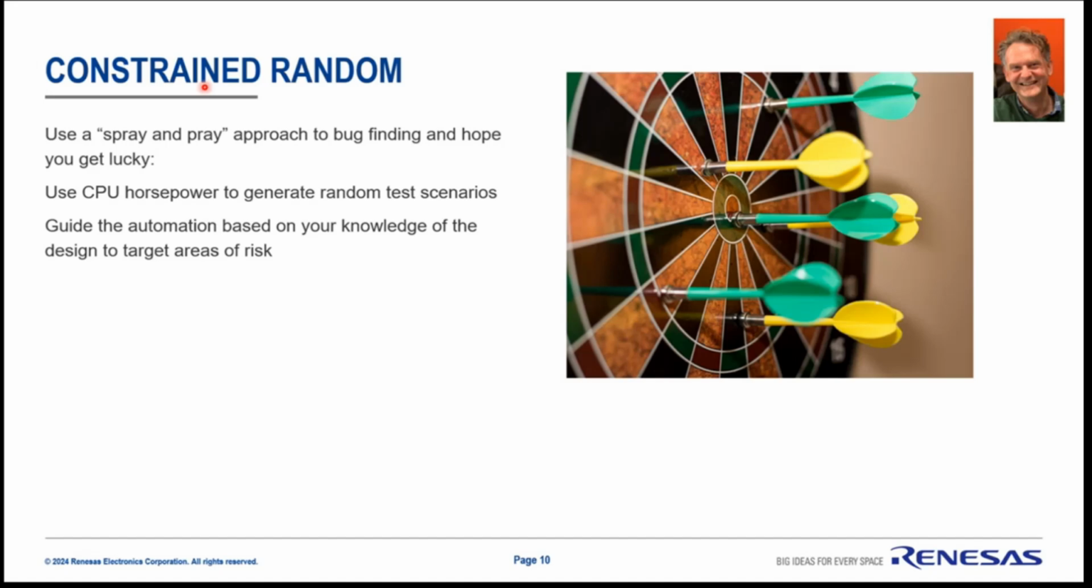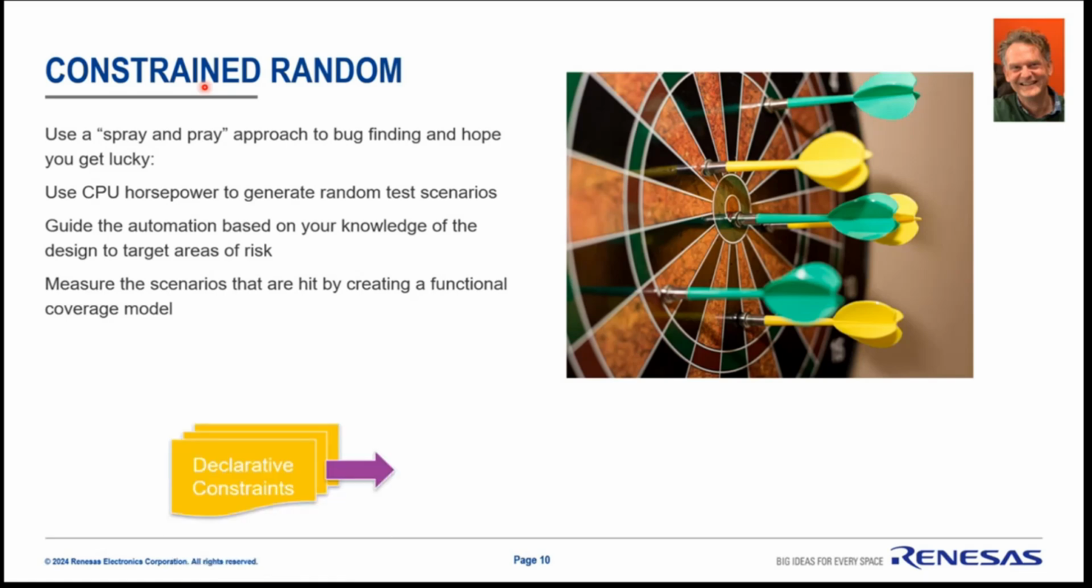The constraints allow us to guide the automation based on our knowledge of the system to target the areas that we think we need to focus on, the corner cases, for example, where we think there are risks that the design might have a bug. Then, in order to see how much we've verified, we create what we call a functional coverage model based upon the features and the parts of the specification that the design has to exhibit.